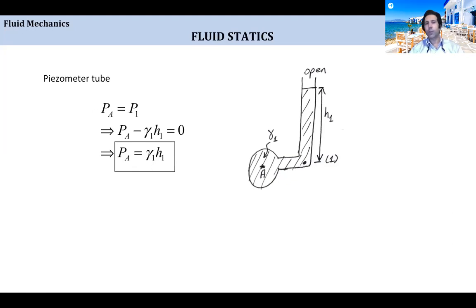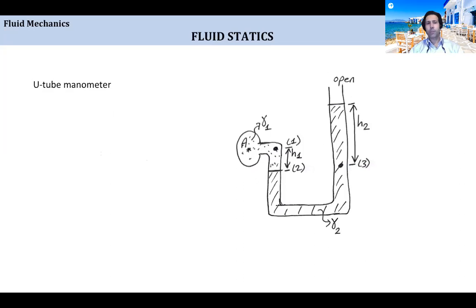So now let's move to a more advanced type of manometer, the U-tube manometer. Now, this is the pipe or container where we want to measure the pressure.